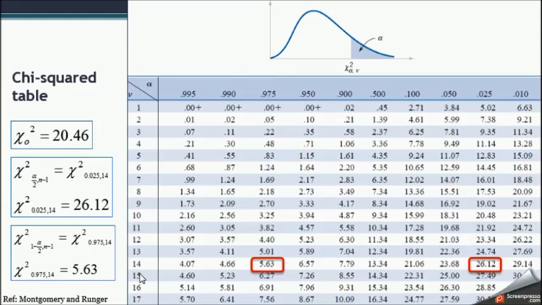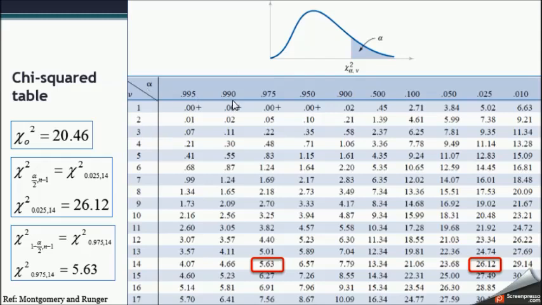Now this is the table of chi-square distribution. So here in the column we have the value of ν, which is the degrees of freedom. We have 1, 2, 3 until 17. We know that degree of freedom is sample size n minus 1.